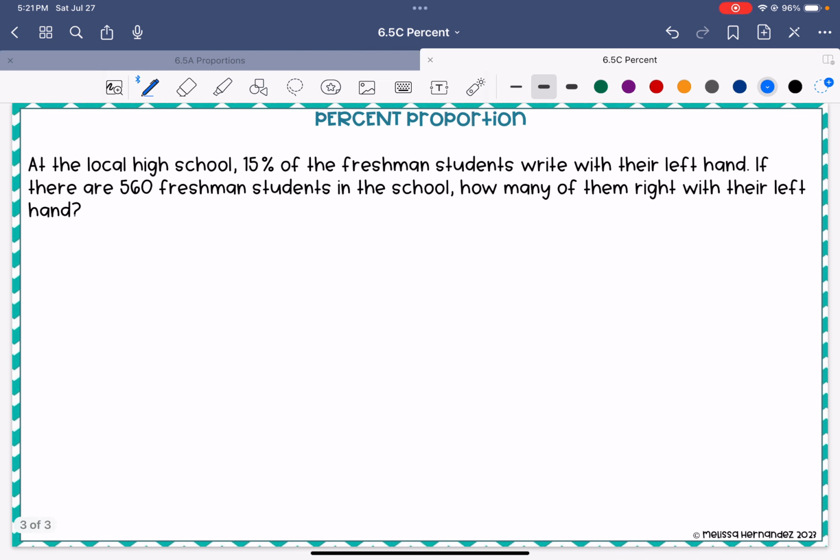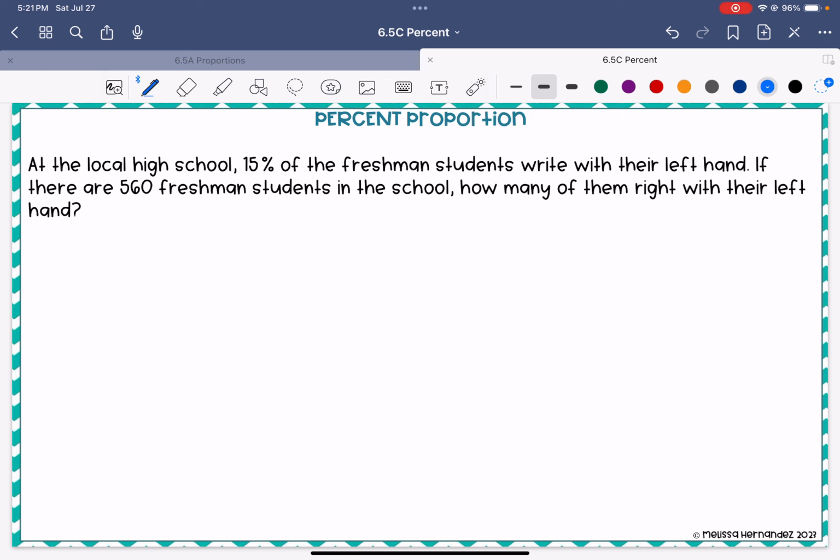All right, let's look at the next example. At the local high school, 15% of the freshman students write with their left hand. If there are 560 freshman students in the school, how many of them write with their left hand? This doesn't contradict. What I mean by contradict is that in the last one it said "not," so it kind of undid the information it gave you. This one is just clear cut.